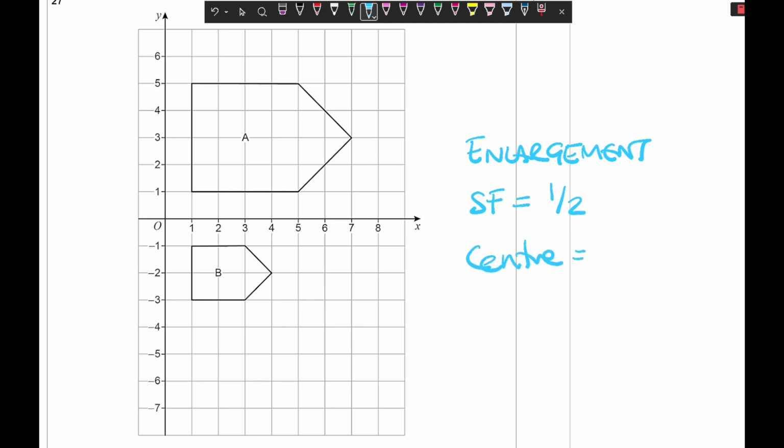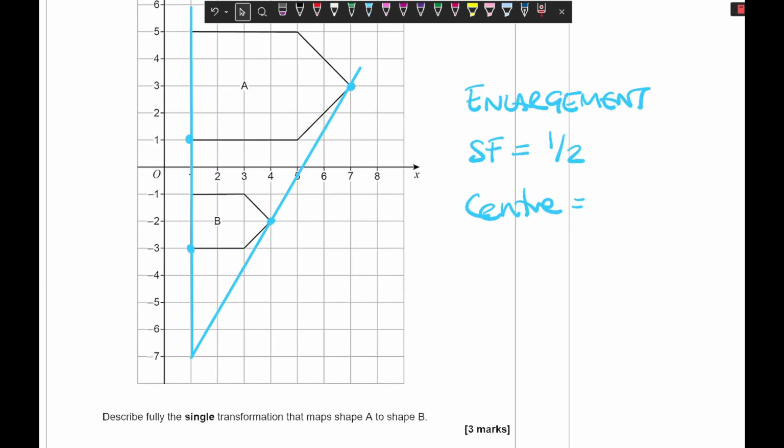All that's left for me to then do is find the center. Now to find the center of enlargement, all I need to do is connect two of the corresponding parts together. So if I just pick 2 points, I'm going to go for these two, and what I'm going to do is just draw projection lines from each of those. And from doing that, I can see that those two projection lines meet at this point here. So I just need to write down the coordinate, which is 1 and -7. And there we go.